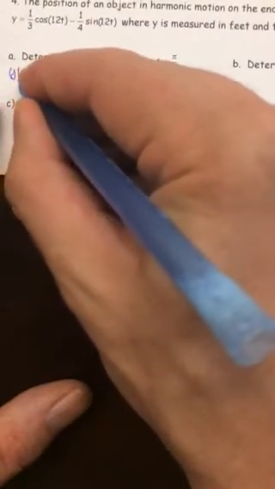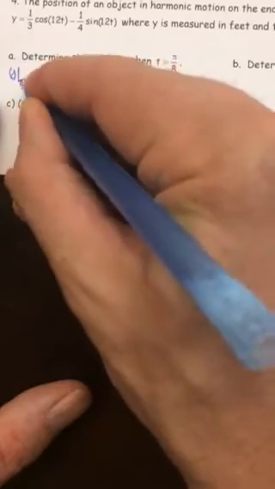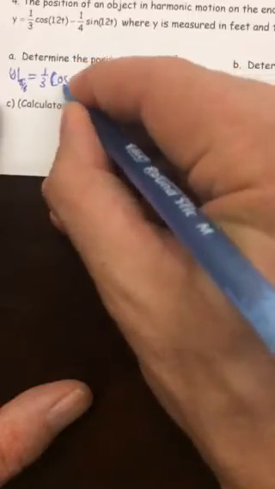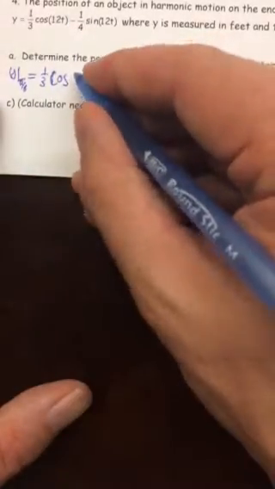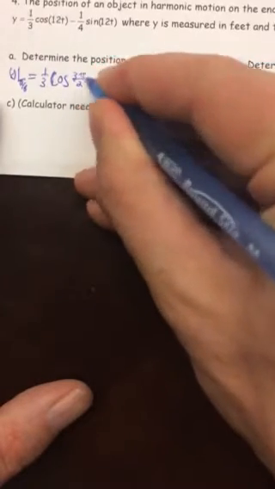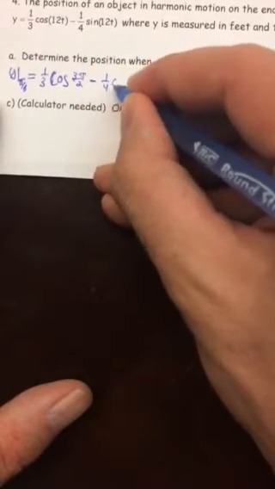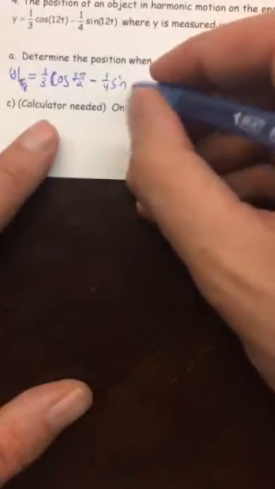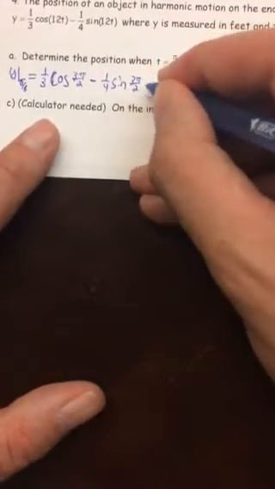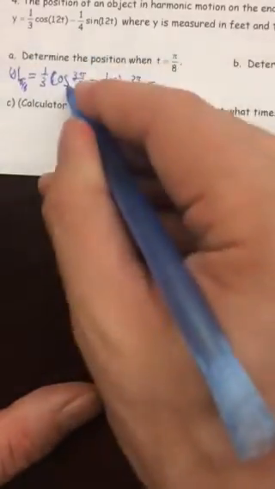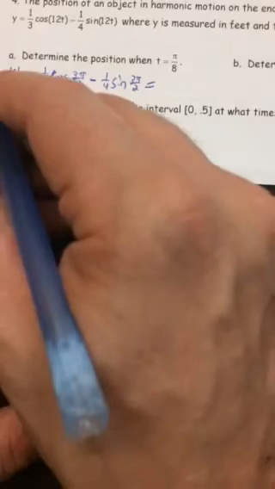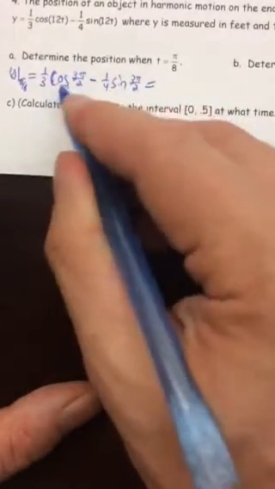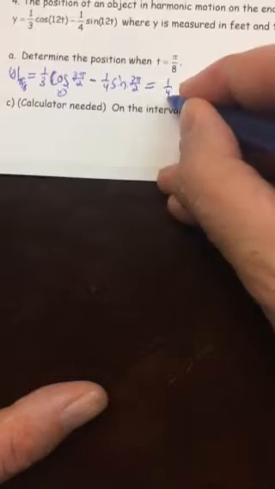So y evaluated at pi over 8 is equal to 1/3 cosine of 12 times pi over 8, which simplifies to 3 pi over 2, minus 1/4 sine of, again, 12 times pi over 8, which is 3 pi over 2. You do need to know your unit circle. Cosine of 3 pi over 2, 3 pi over 2 is down here. Cosine of that is 0, so this will go to 0. And sine of 3 pi over 2 is negative 1. So we get 0 minus 1/4 times negative 1, which is positive 1/4.